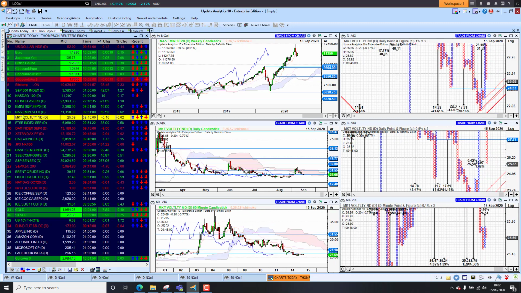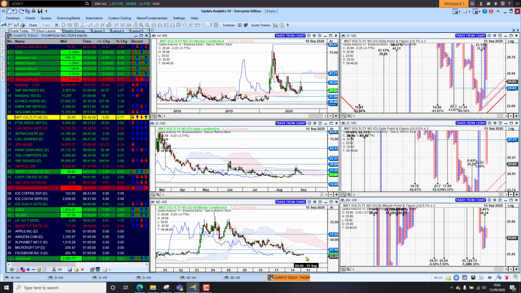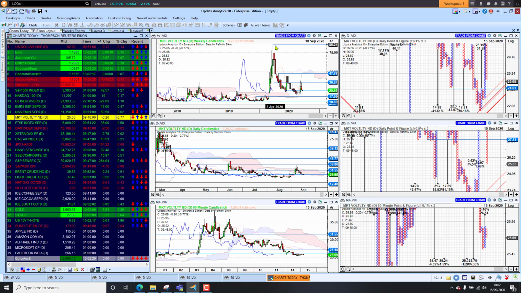VIX volatility is sitting steady at 25, so we have edged to lower levels. Really, we're back to where we were at the start of the month, not quite taken up the August lows, remembering that the VIX is an inverted indicator for us. The lower the VIX goes, the better that is for the markets. When we see this high spike in volatility, that's the fear index, where we're moving much higher.